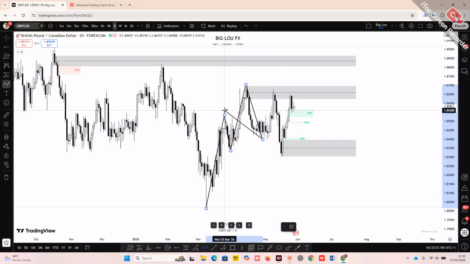So if you are marking your structure on the daily, higher low, higher high, higher low, higher high, higher low, we are supposed to create a new higher high that would probably break this zone here and this zone here. But what it does, the price reacted from that zone and it did what we call a failure swing, putting in a new lower low, no longer a higher low.